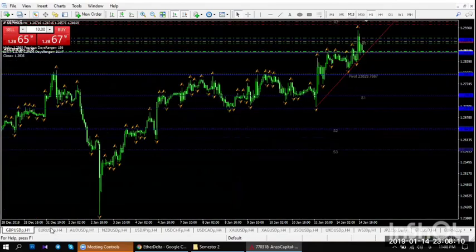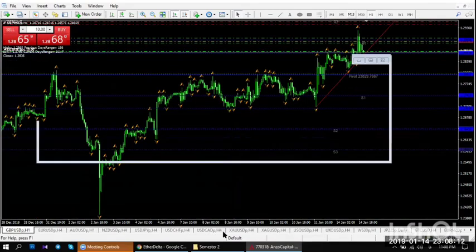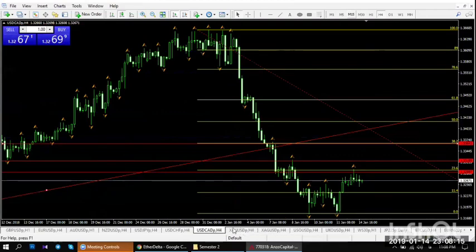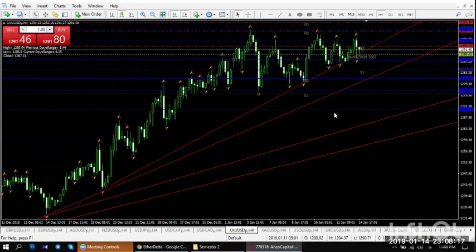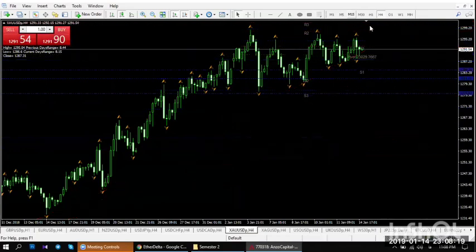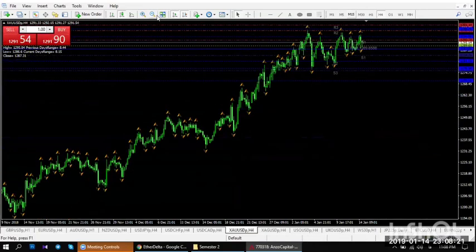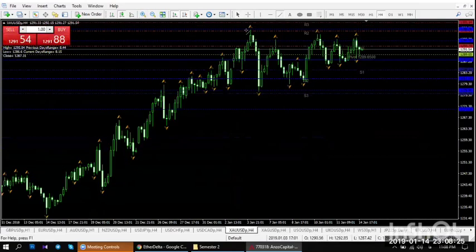I think euro dollar is sideways now. Now you see something has happened here in gold. Look here. You see, these are your swing highs here, and these are your swing lows.